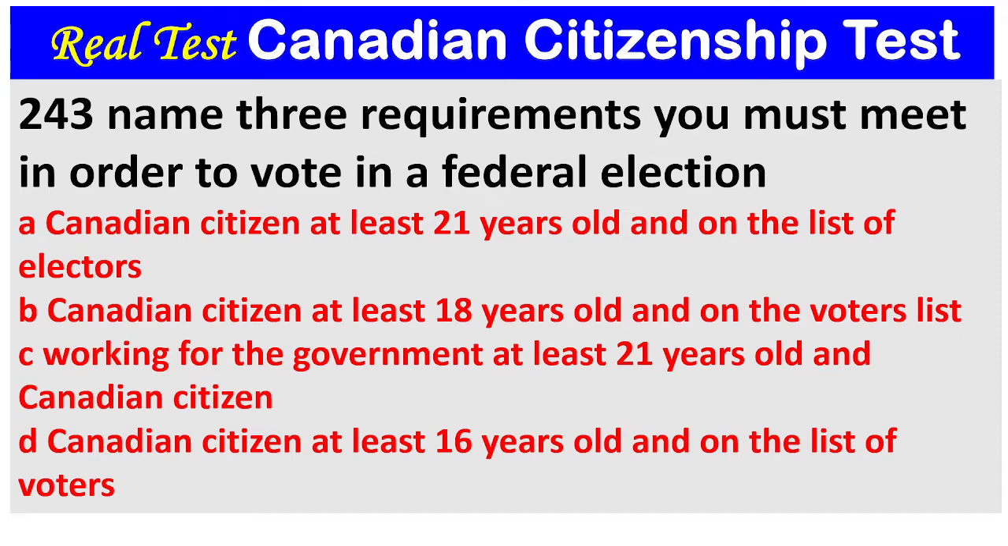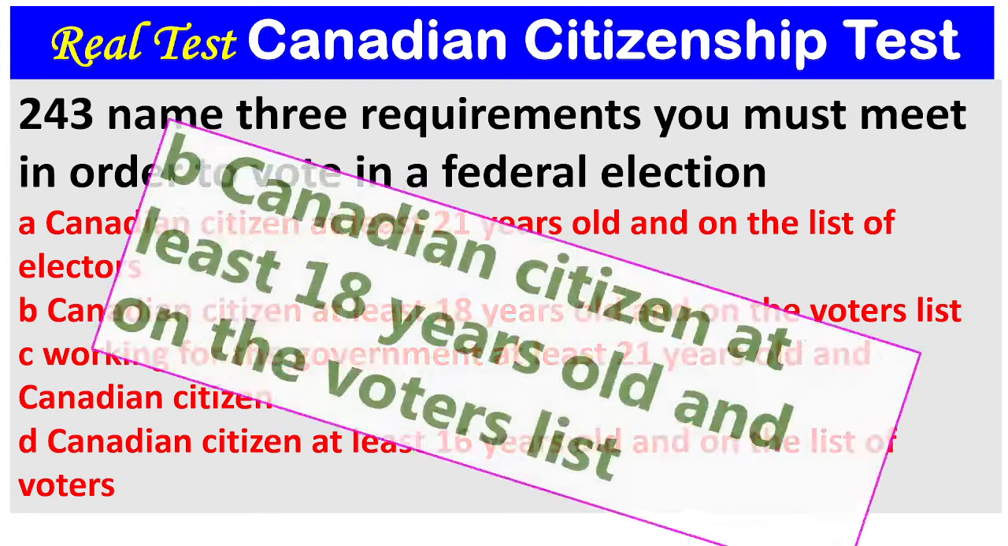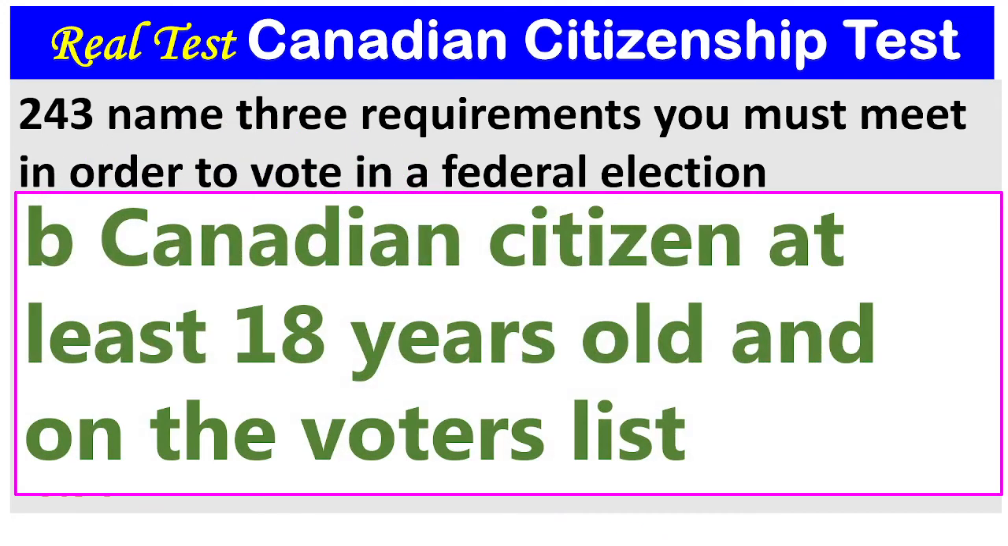Question 243. Name 3 requirements you must meet in order to vote in a federal election. A. Canadian citizen, at least 21 years old, and on the list of electors. B. Canadian citizen, at least 18 years old, and on the voters list. C. Working for the government, at least 21 years old, and Canadian citizen. D. Canadian citizen, at least 16 years old, and on the list of voters. The answer is B. Canadian citizen, at least 18 years old, and on the voters list.